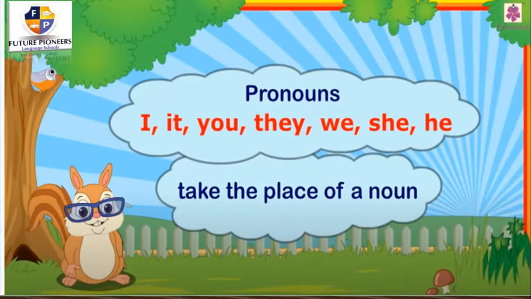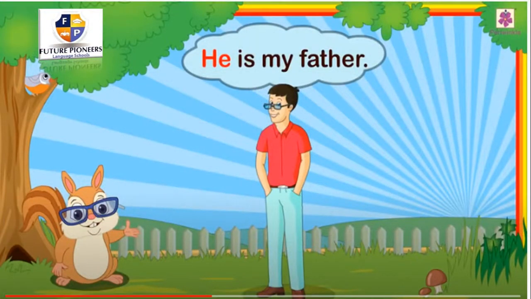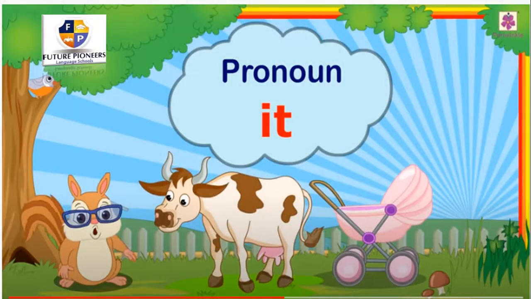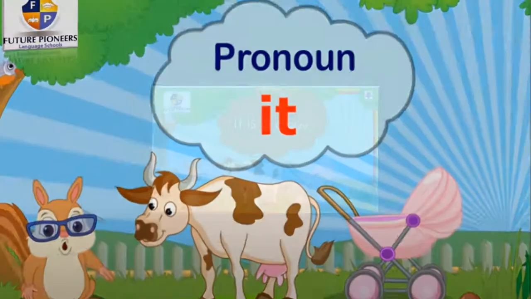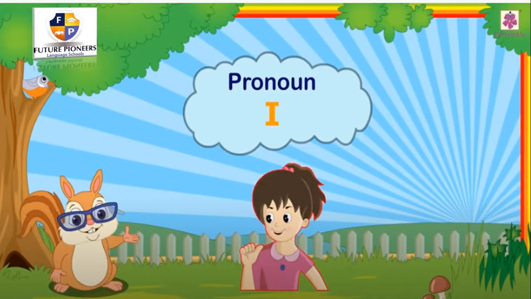The pronouns we have are I, it, you, they, we, she, and he. They take the place of a noun. He is my father. She is my mother. Pronoun it: when you want to mention an animal or a thing or a plant, you can use it. It's a cow. The pronoun I, when can we use it?